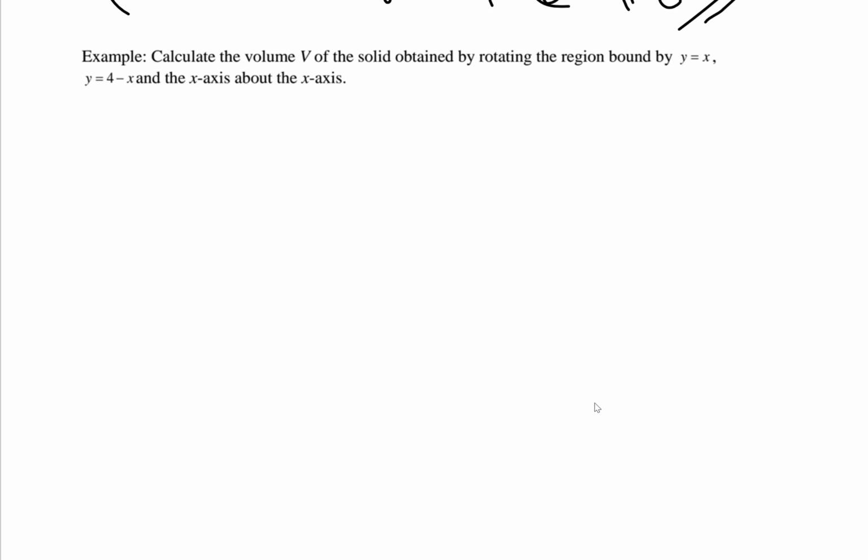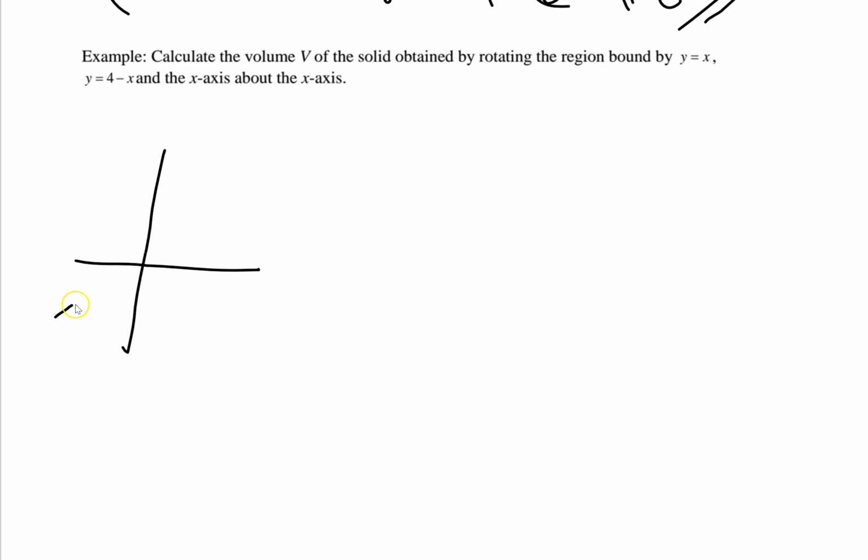And let's do one last one. Last one for integration. Calculate the volume of a solid obtained by rotating the region bounded by y equals x and y equals 4 minus x about the x-axis. So for this one, notice I don't have anything. We have to graph it ourselves.